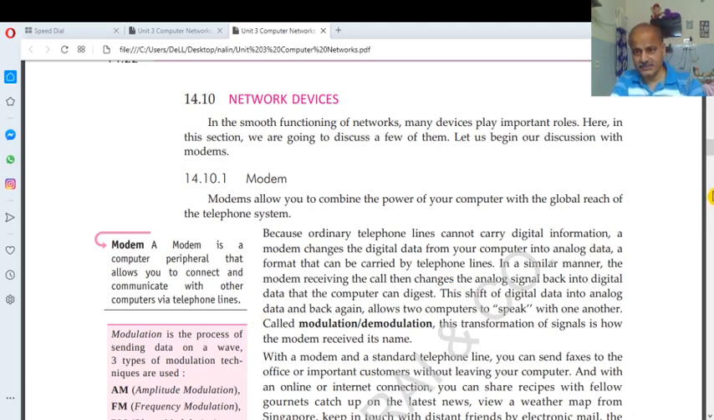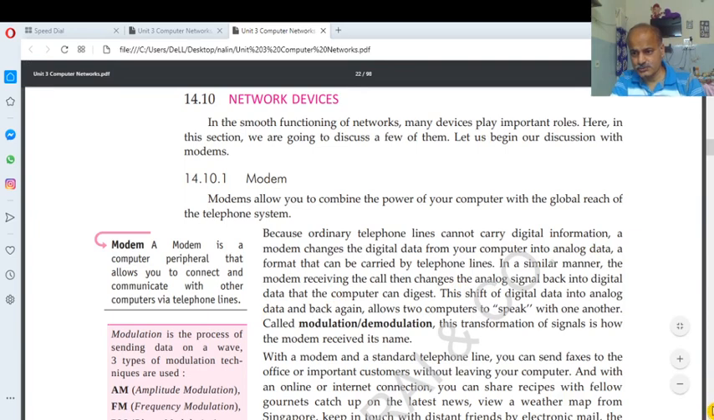So a modem is a device which is used to connect your computer system to the internet. It means that if this device is not connected with your computer system, then you cannot connect your computer system to the internet.